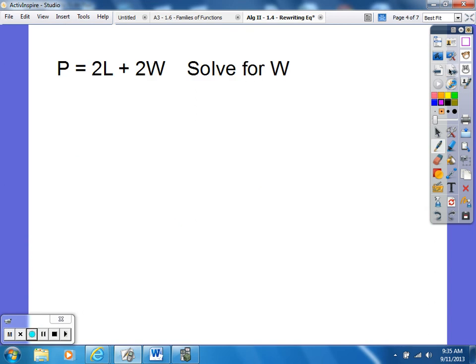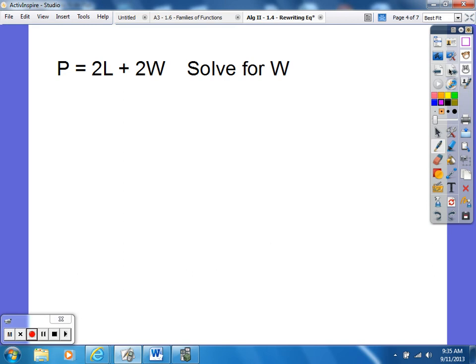Let's do another one. P equals 2L plus 2W. What's this formula? Perimeter. It's actually perimeter of a rectangle or square. Or parallelogram. But I'm solving for W.